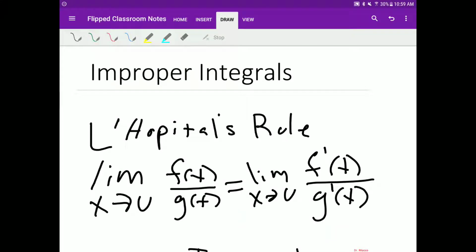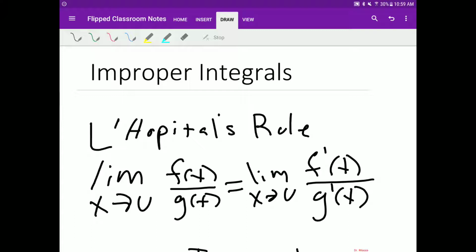All right, so I'm going to introduce improper integrals here, and one of the things we're going to use when we deal with improper integrals is limits. Okay, so I want to reintroduce, or review for you, L'Hopital's rule, which is solving indeterminate limits. That is limits of the form 0 over 0 or infinity over infinity, right? Something that we can't define.